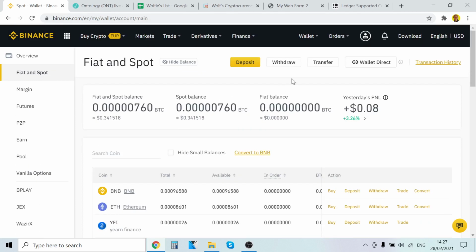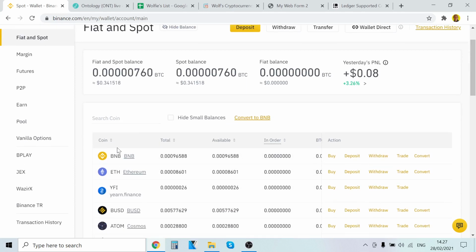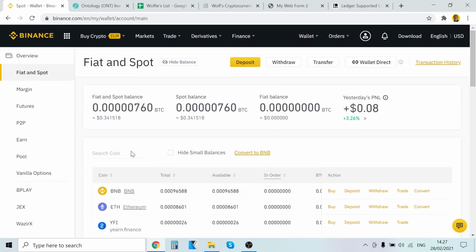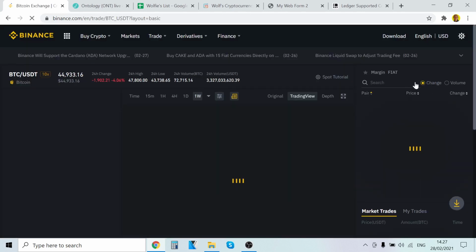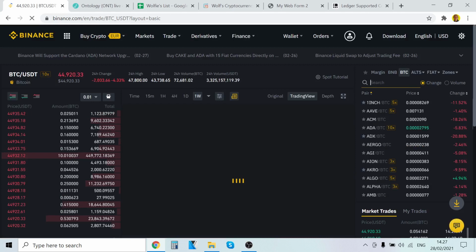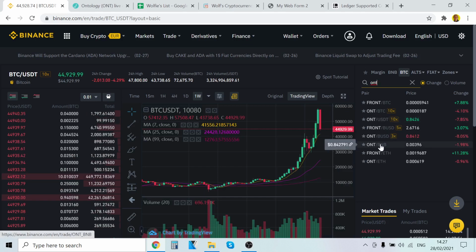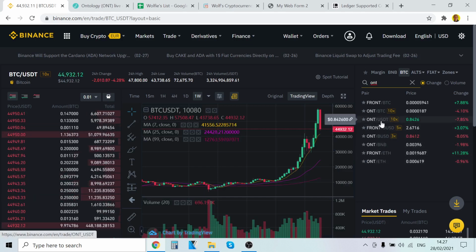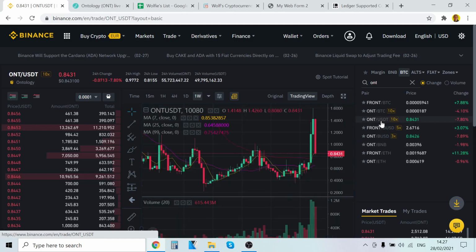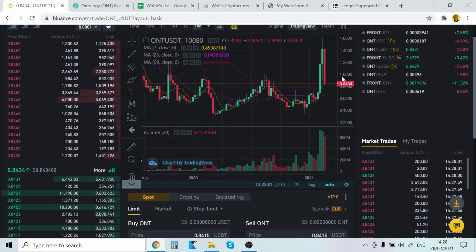Okay, so that's that. And now how to actually sell the ontology. So think about, you have your ontology right here in your fiat spot trading wallet right now. Now to actually trade and sell that ontology, you have to go back to trade and click classic and click the search and type in ontology. So here you can sell your ontology for USDT, BNB, or Ethereum. Let's click, for example, ONT/USDT. So now you're selling your ontology for USDT.